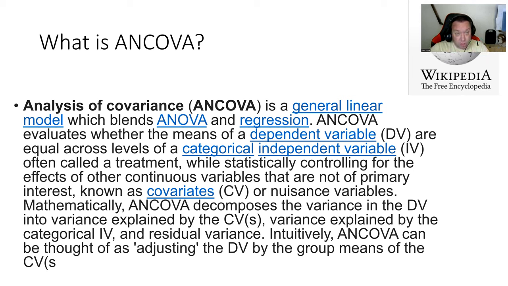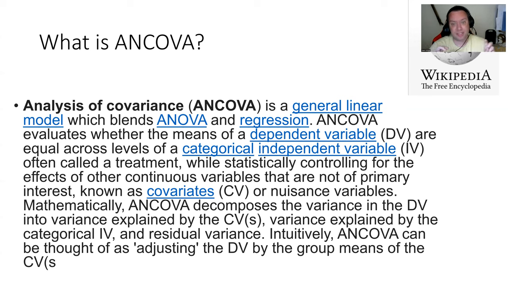So what ANCOVA will do is it will evaluate whether the means of a dependent variable, so in our case, the dependent variable will be energy expenditure, it is the thing we're interested in, are equal across levels of a categorical independent variable, wild type, knockout, often called a treatment, while statistically controlling for the effects of other continuous variables that are not of primary interest, known as covariates or nuisance variables. And we'll see what we mean by nuisance variable. In our case, the most common covariate we're dealing with is body weight.